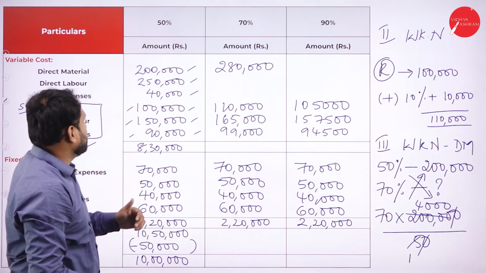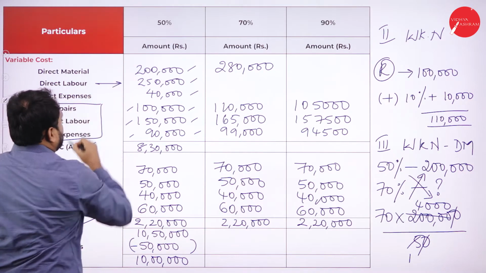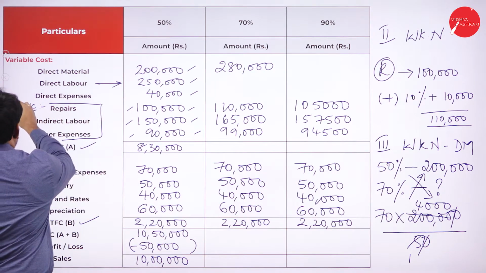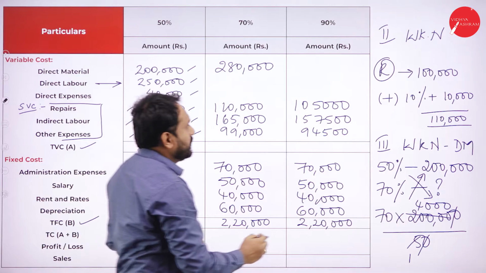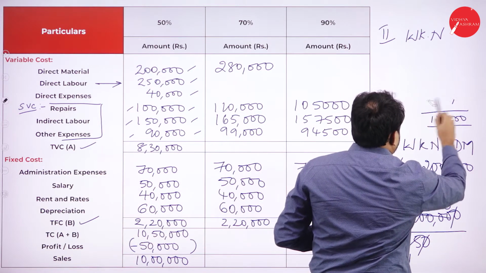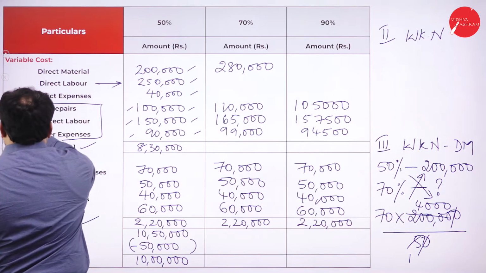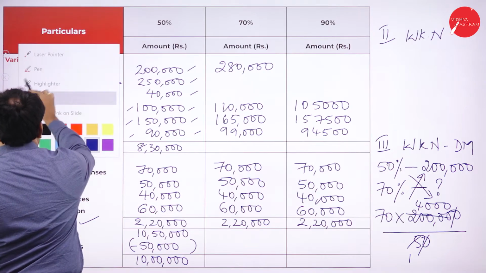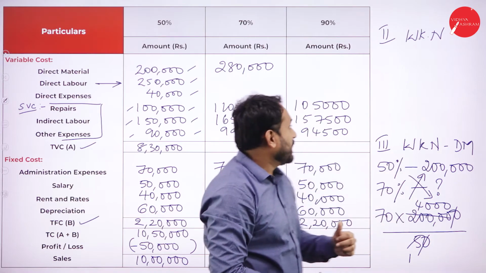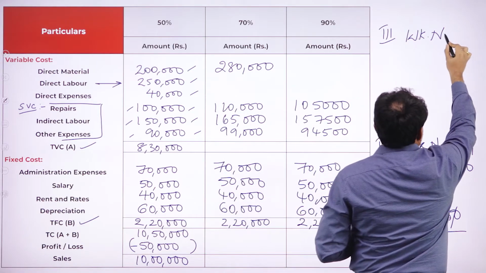The same way, 2,50,000 is the direct labor here. Direct labor is how much? 2,50,000. How the working note goes, I'll just explain it to you here now. We'll check the next working note, and I will be giving you the homework for today, the third working note, and it is for direct labor.